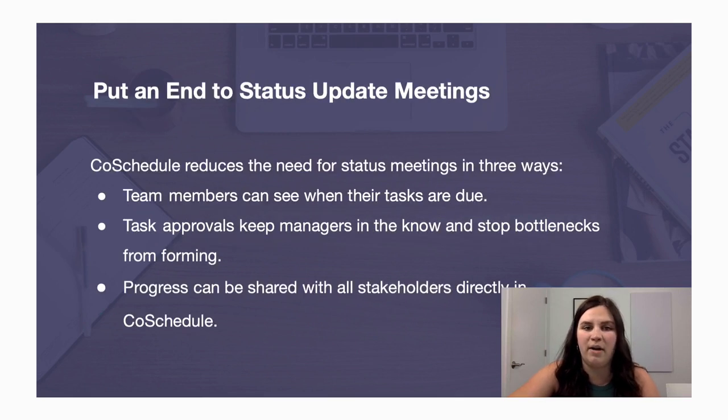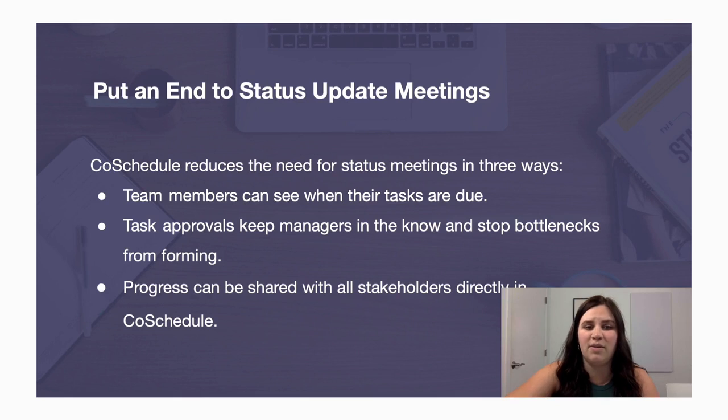CoSchedule also helps put an end to status update meetings. It reduces the need for this in 3 ways. Team members can always see when their tasks are due. Task approvals keep managers in the know and stop bottlenecks from forming. So when you complete a task and it has to be approved, your manager actually gets a notification that it's time for them to go in and review that task.